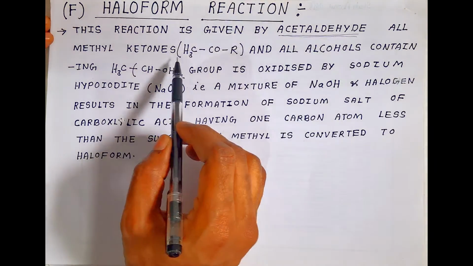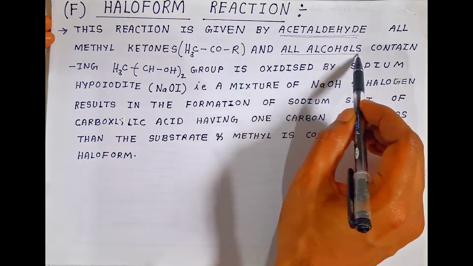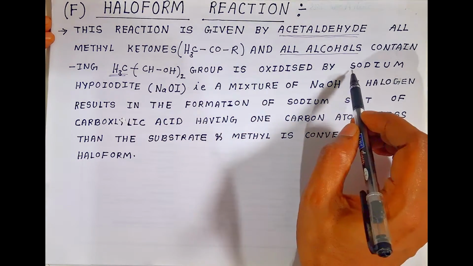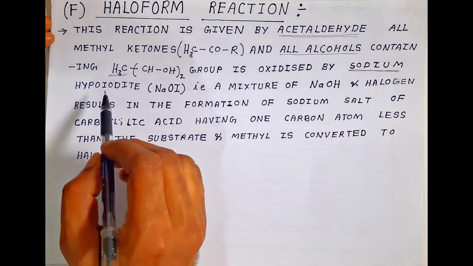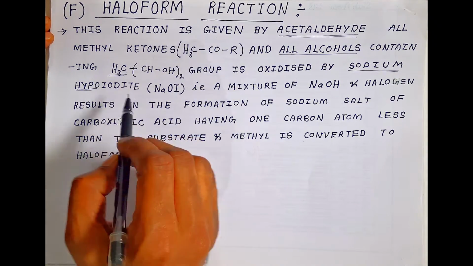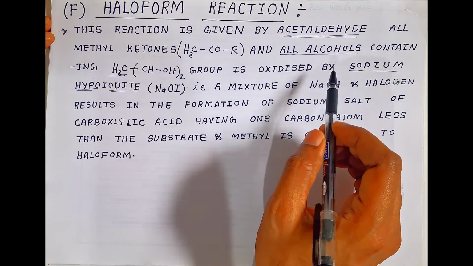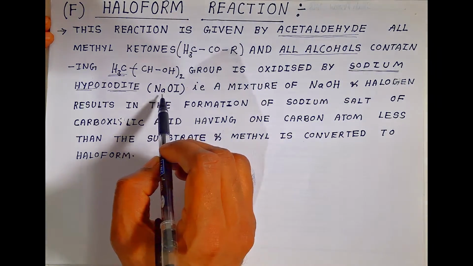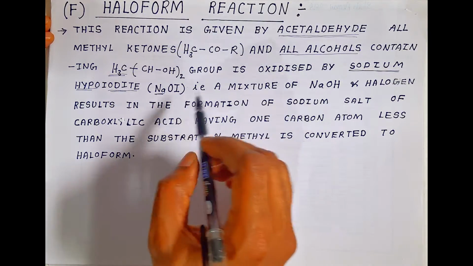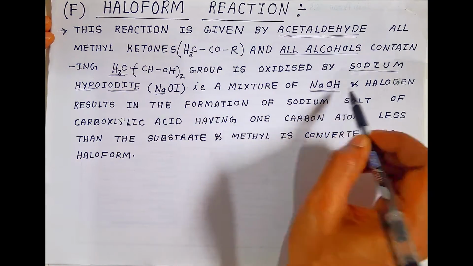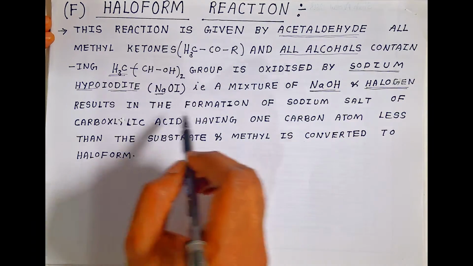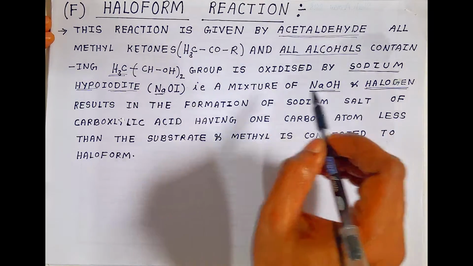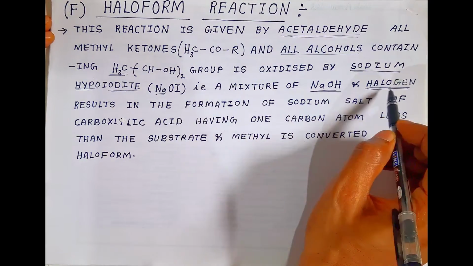All methyl ketones and all alcohols, alcohol which is containing methyl and alcoholic group, is oxidized by sodium hypoiodide, where hypo stands for oxygen, and iodide. So here students, we are going to oxidize with the help of the oxidizing agent that is called sodium hypoiodide. How it is prepared students? A mixture of NaOH and halogen results in the formation of sodium salt of carboxylic acid. So students, sodium hypoiodide is a mixture of NaOH and halogen.